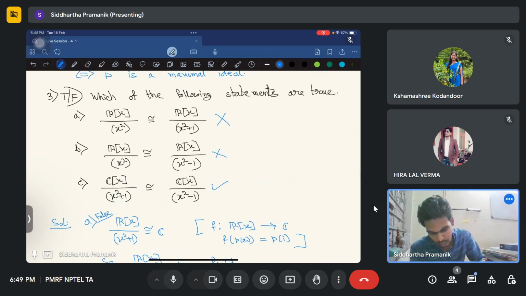Okay, so here we have talked about C[x] and R[x], right? So now let's try to identify the maximal ideals of these rings.